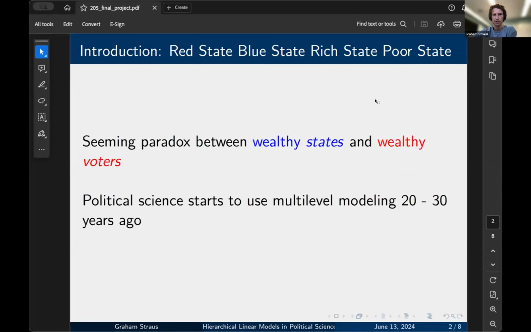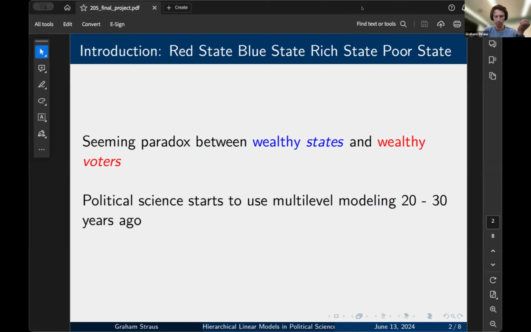So just to kind of get us into this, and I know it's been a long day of presentations, so mine will hopefully be a little lighter. The paradox between wealthy states and wealthy voters. So if I asked you, do you think wealthier states in the United States are more likely to be Democratic or Republican? What would you say?